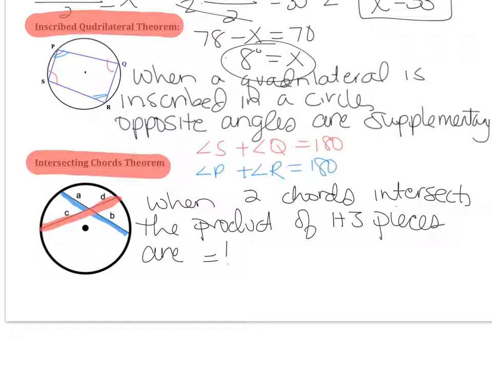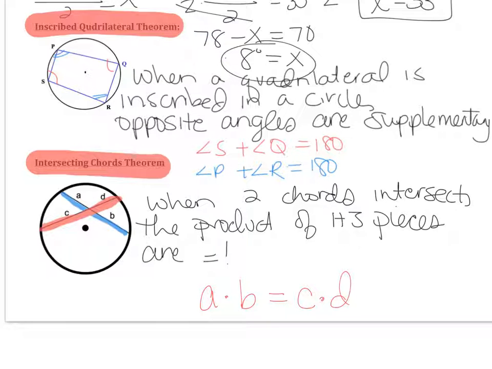So notice I have this blue chord right here. It's made up of A and B. So the product, A times B, is equal to the product of my other chord, C times D. So when I have two chords that intersect each other, A times B equals C times D. That's the next theorem. So when two chords intersect, their products are the same.